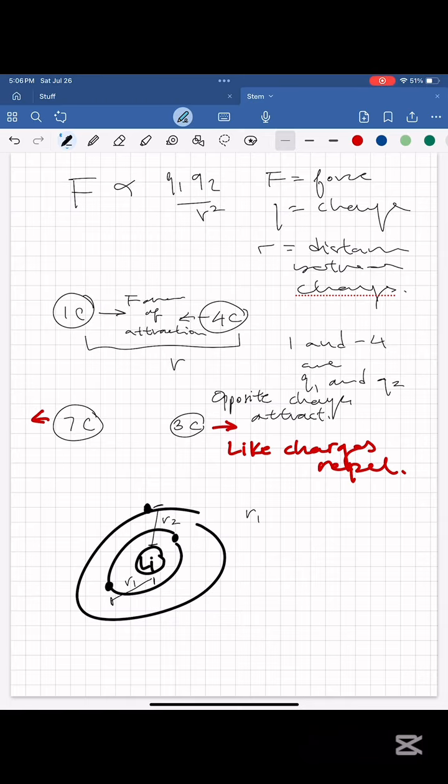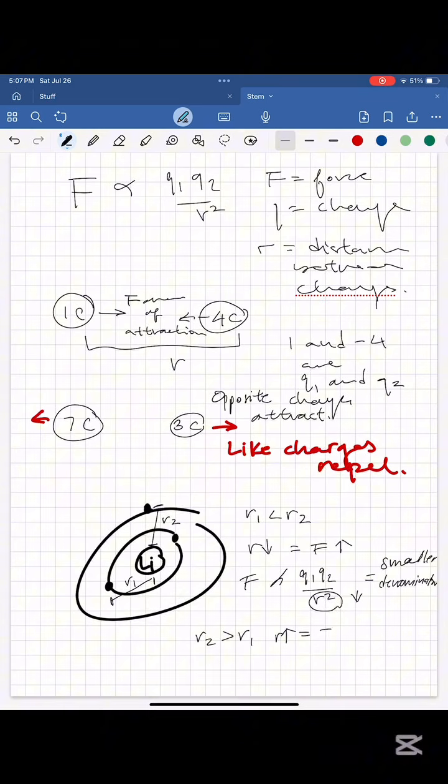So now we should know that R1 is less than R2 because R1 is the distance between a first shell electron and the nucleus, compared to a valence shell electron and the nucleus. And as R is smaller, F is bigger, because R here is in the denominator, and a smaller R means a smaller denominator, which gives you a bigger force. So we can apply this. Since R2 is greater than R1, we know that there'll be less of a force since there's a bigger denominator.